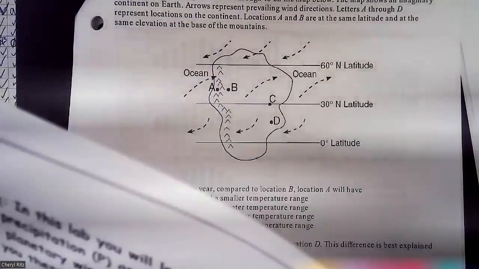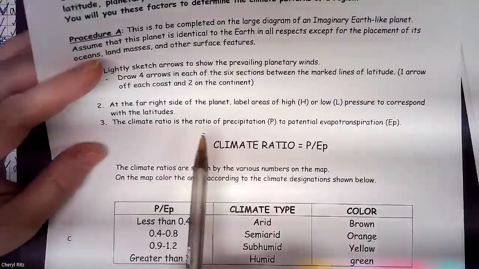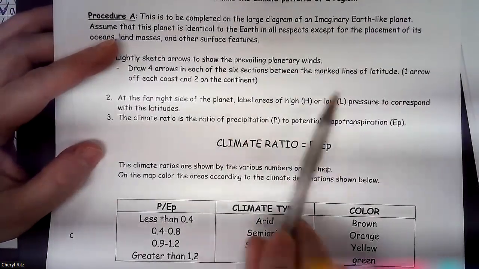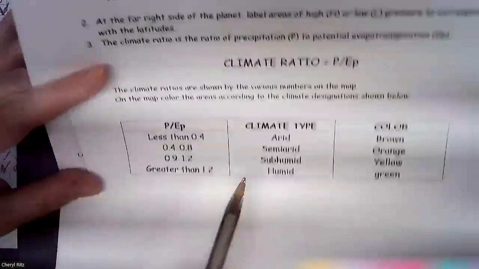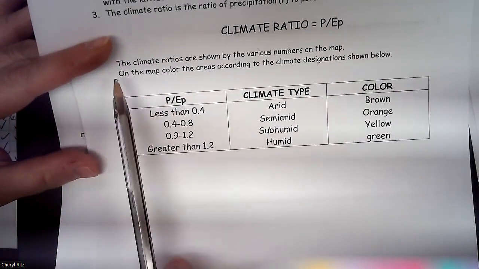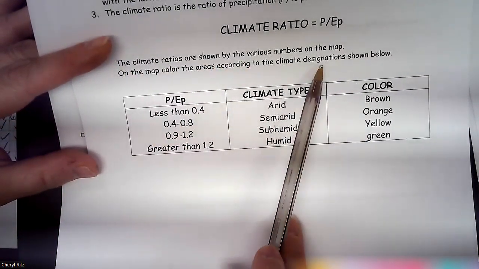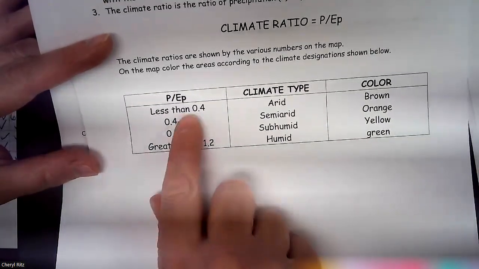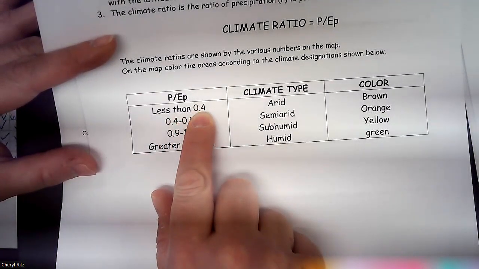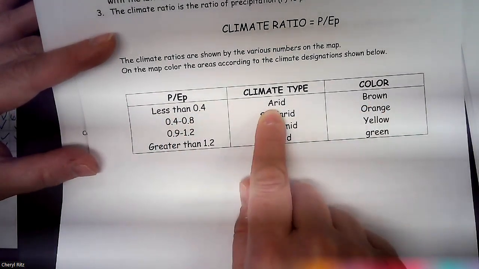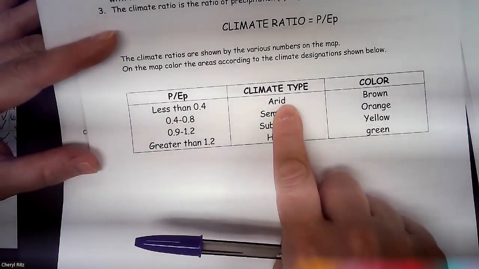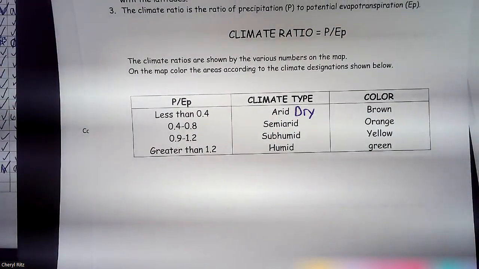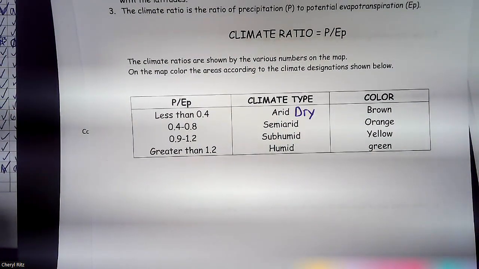And then finally, the climate ratio is a ratio of the precipitation to the evapotranspiration. We're going to do math next time, but for today, all you have to do is use the climate ratios shown by the various numbers on the map. On the map, color the areas according to the climate designation shown below. So any numbers less than 0.4, you're going to color them brown because they're arid. By the way, do you guys know what it means to be arid? Okay, that is a vocab word that the Regents will use that is not taught in this class.